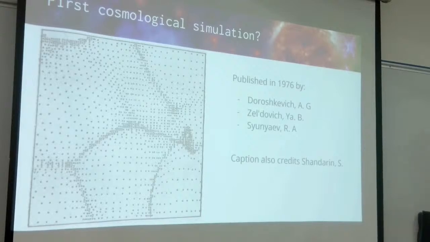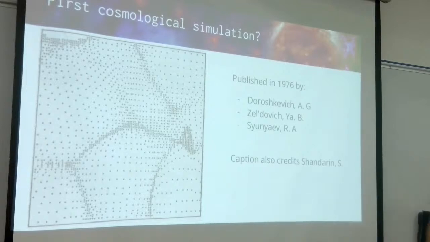So these three Russian scientists here made a simulation of a region of space collapsing under the equation of gravity. And I showed you in my movie before, you have these filaments. That's also what they had already. They found that this worked pretty well.